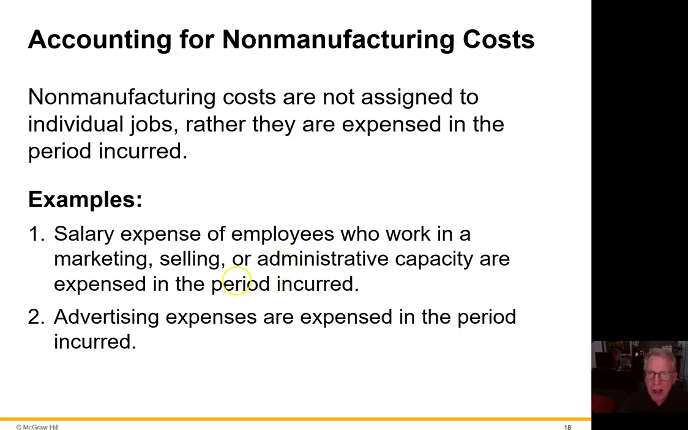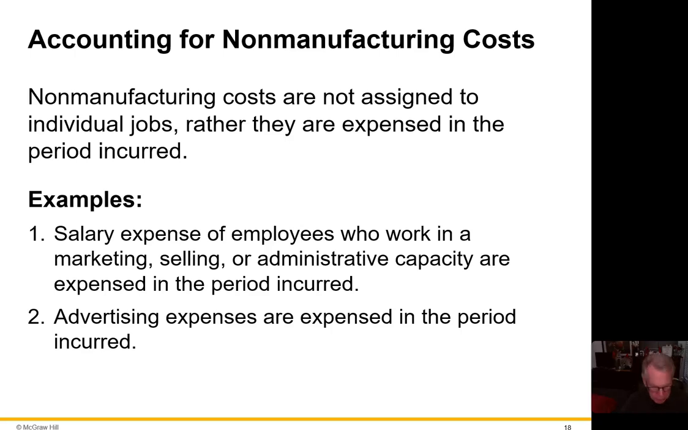So non-manufacturing costs are not assigned to individual jobs. Rather, they're expensed in the period in which they are incurred. So examples of that, number 1, we've got salaries expense of employees who work in marketing, selling, or administrative capacity, and they're expensed in the period incurred. And number 2, advertising expenses are expensed in the period incurred. So those are examples that are going to be expensed in the period, not in the product.